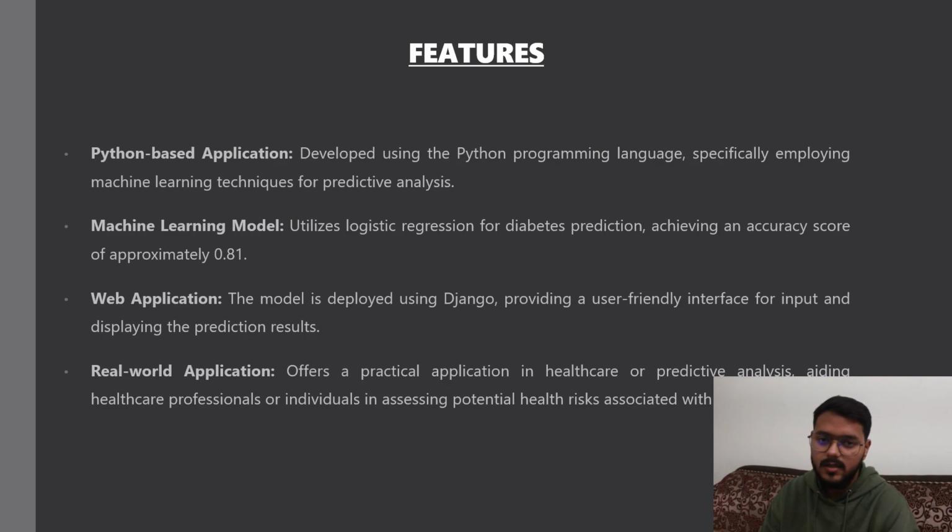And let's talk about the key features of this project. Yes, it's a Python based application, and the machine learning model that I have used here is logistic regression, and it achieves an accuracy score of approximately 0.81. And yes, I have used the Django web framework to deploy it on the web. It also offers a practical real world application, although it's not a big project, somehow it can detect normally whether a patient has diabetes or not.